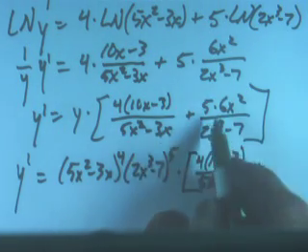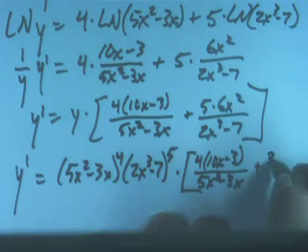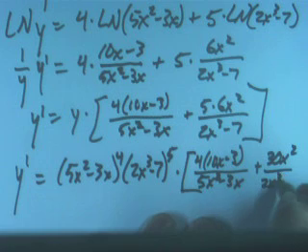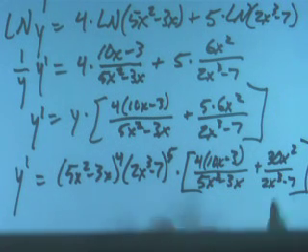I guess I'll go ahead and admit that 5 times 6 is 30. So we have 30x squared over 2x cubed minus 7. And there is the derivative.